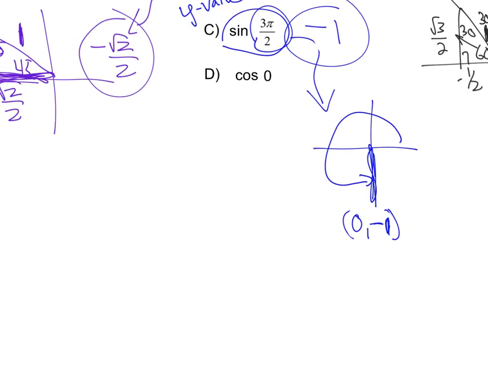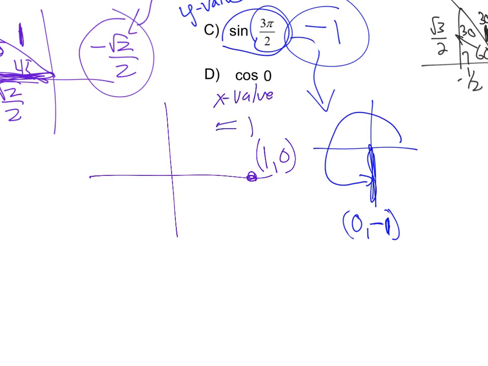Cosine of 0, remember that's 1, 0. Cosine means your x value. So that is just going to be 1. That's my answer.